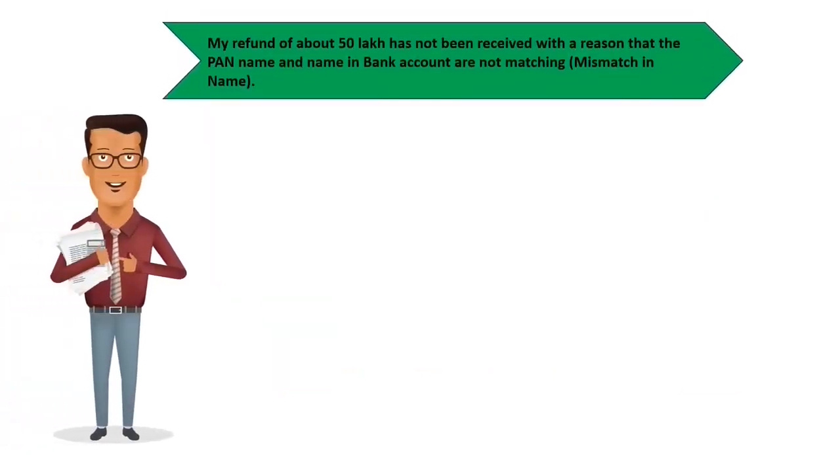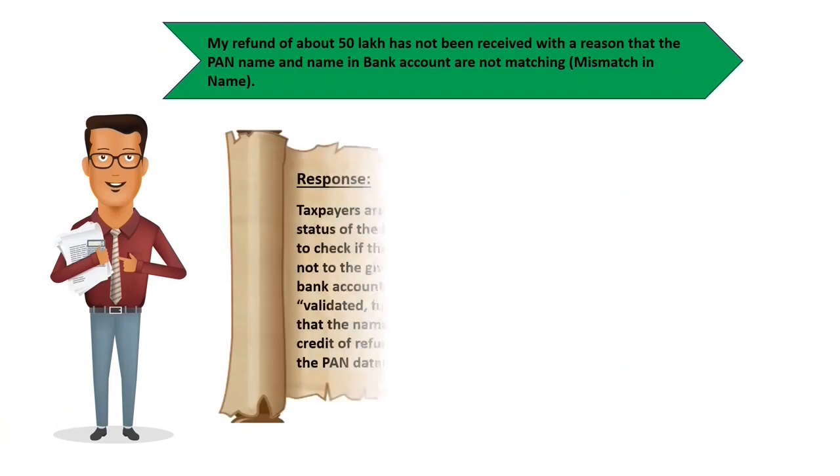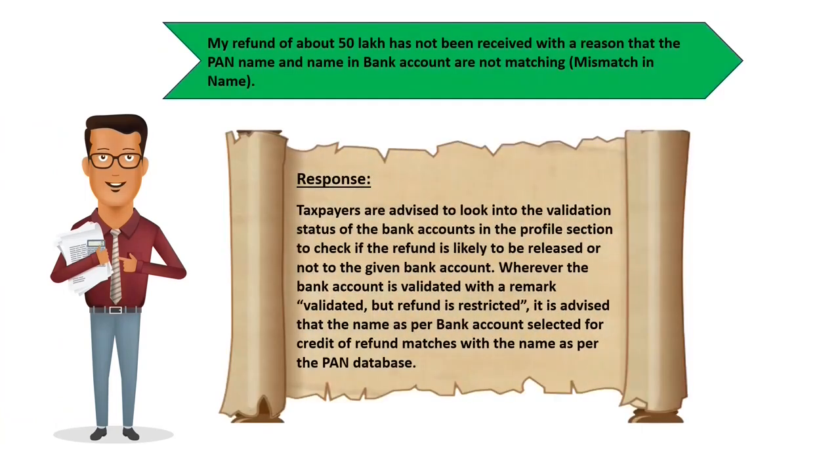Another question is related to refunds, that my refund of about rupees 50 lakhs has not been received with the reason that the PAN name and the name in the bank account are not matching, that is, there is a mismatch in name. It is advisable for the taxpayers to look into the validation status of bank accounts in the profile section to check if refund is likely to be released or not to the given bank account. Wherever the bank account is validated with the remark, validated but refund is restricted, it is advised that the name as per bank account selected for credit of refund matches with the name as per the PAN database.